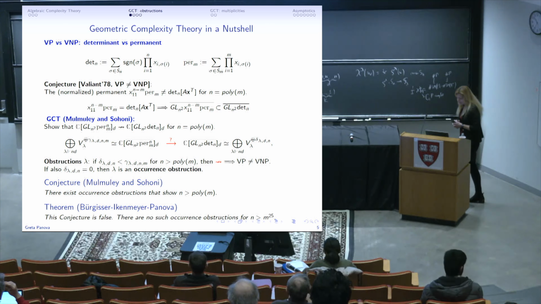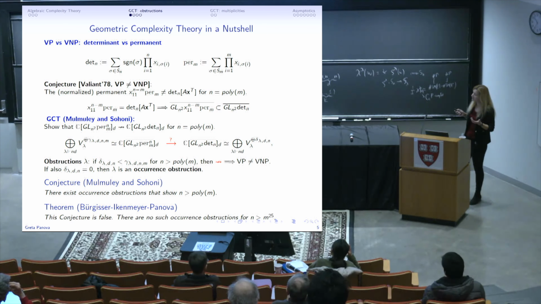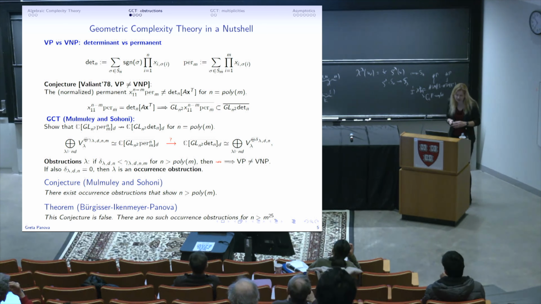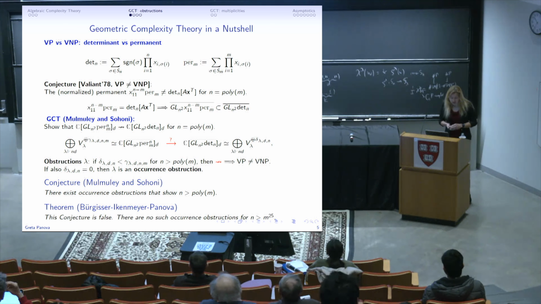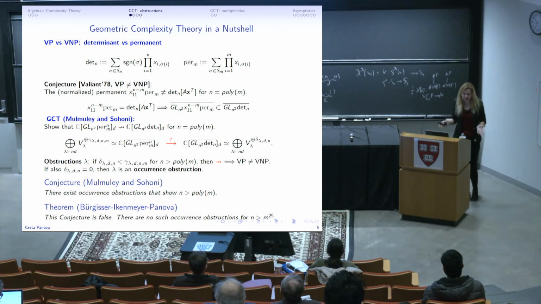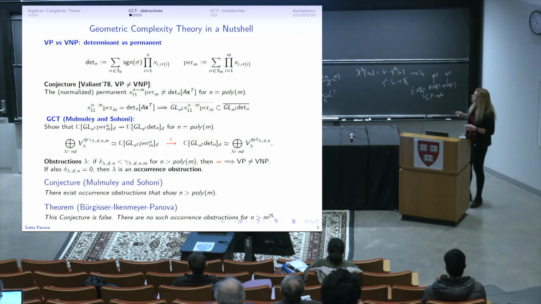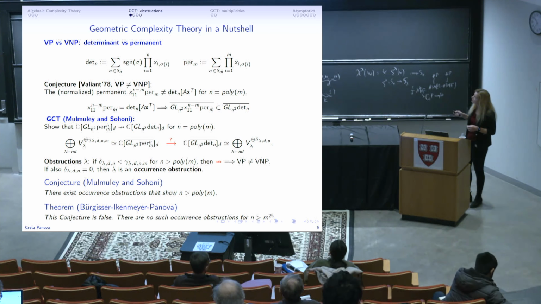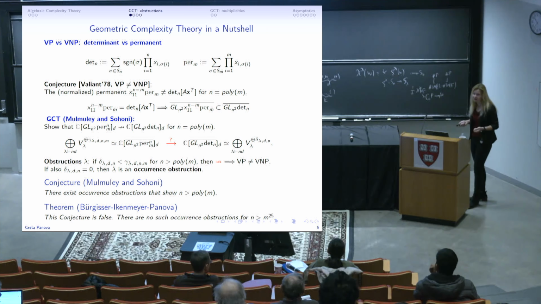So we cannot do this for n bigger than m to the 25th, and probably even less, but we didn't try to optimize that. So, okay, what do we do then? So first, I'll tell you about how this type of question was answered, and then go back here. So here we ruled out occurrence obstructions, but we didn't rule out any obstruction, which is called multiplicity obstructions. And we'll go back there and see if we can still do anything about that.